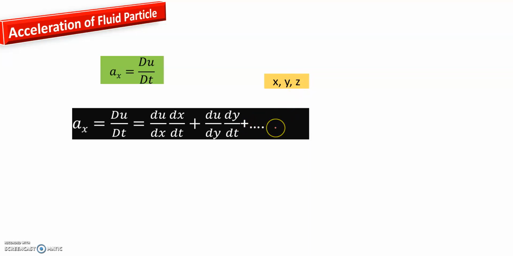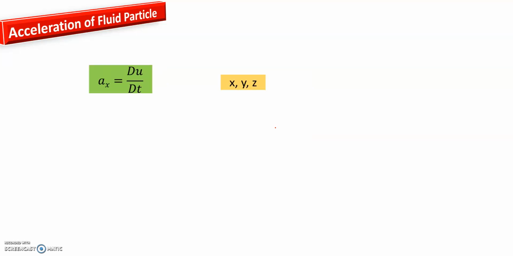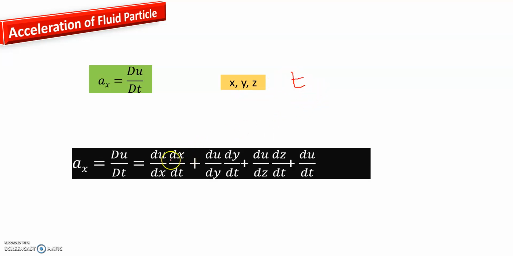So that's how we will write all those, and along with that we have to write that it depends upon time too. So see, the final equation becomes du by dx into dx by dt plus du by dy into dy by dt plus du by dz into dz by dt plus du by dt. Okay, now see this particular equation.